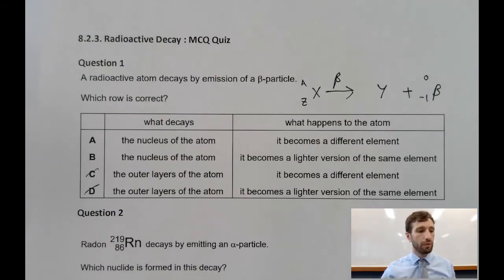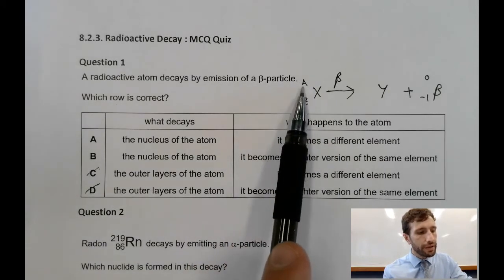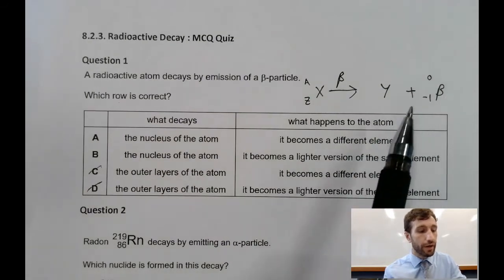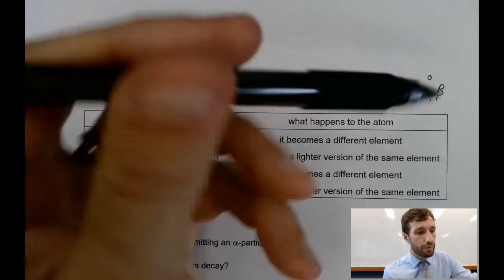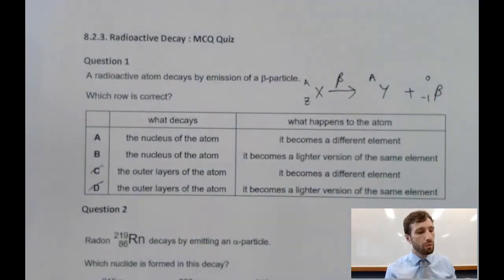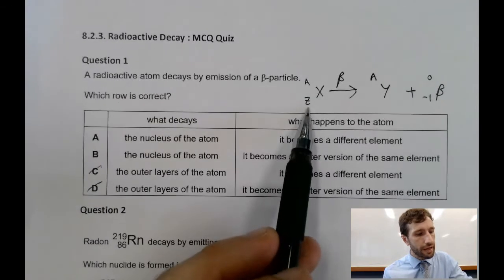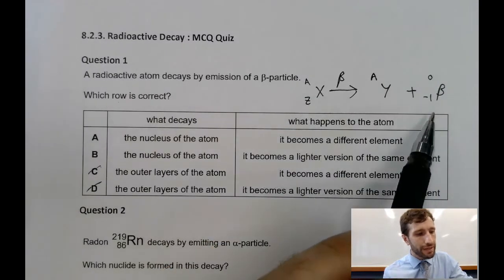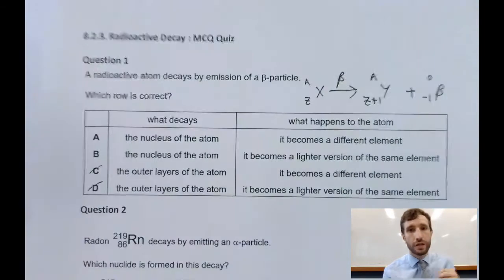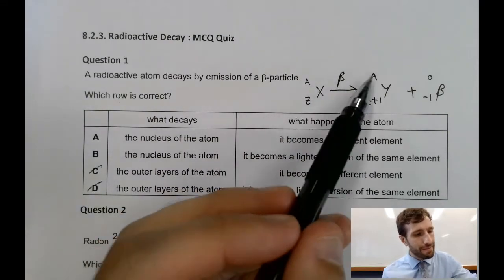Now, in order to do this equation, we need to balance the numbers. A on the left-hand side has to equal everything on the right-hand side. We've got 0 here, so this number must be A. So we have the same nucleon number. What must change, however, is this Z. Because on the right-hand side we've got Z, we've got minus 1, so this has to be Z plus 1.